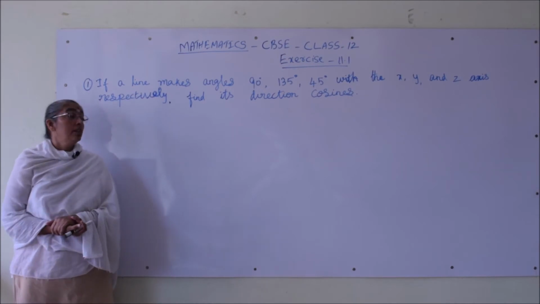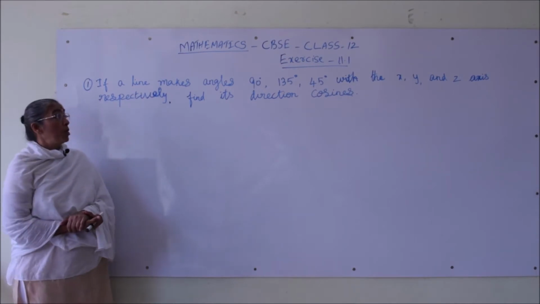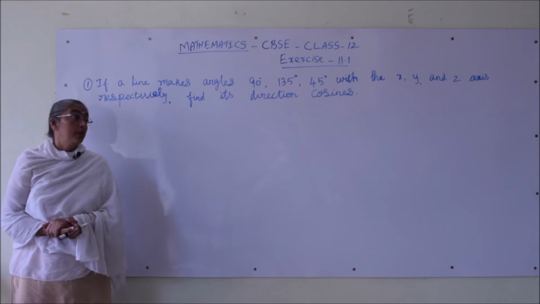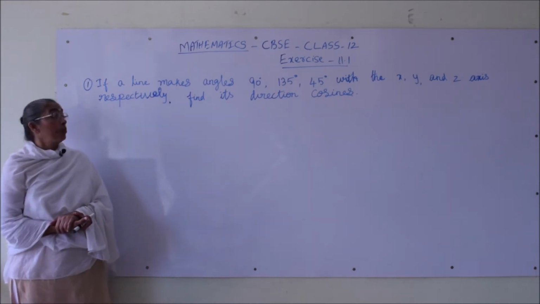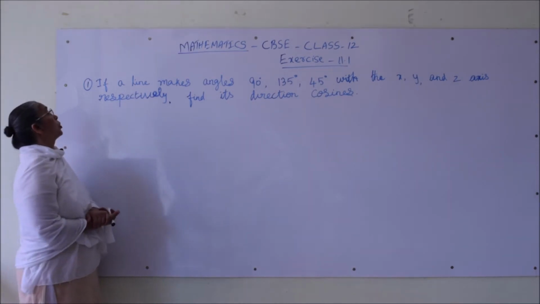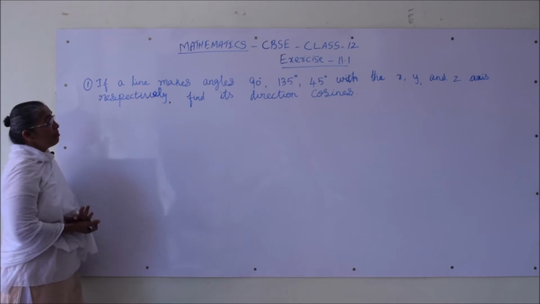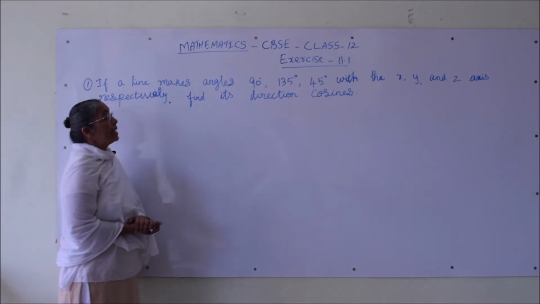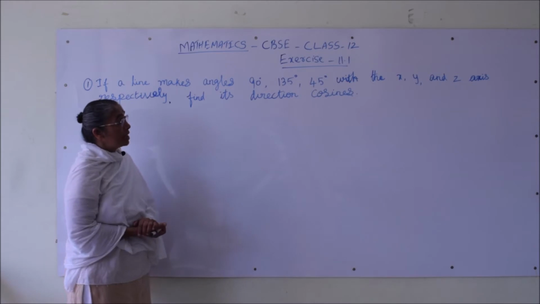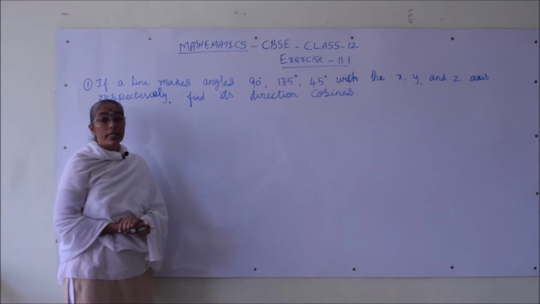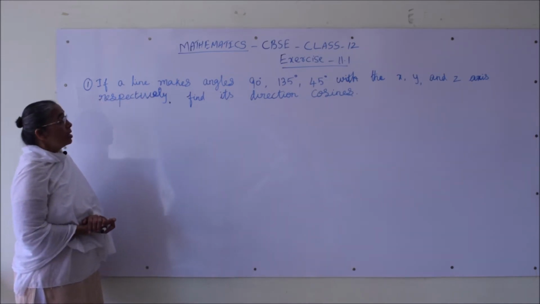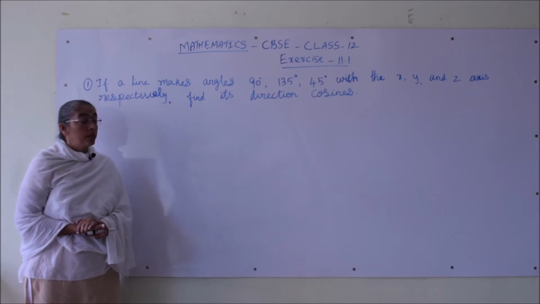Namaste children. Let us solve problems from exercise 11.1, 3-dimensional geometry. Okay. Now, problem number 1: if a line makes angles 90 degrees, 135 degrees, 45 degrees with the x, y and z axis respectively, find its direction cosines.